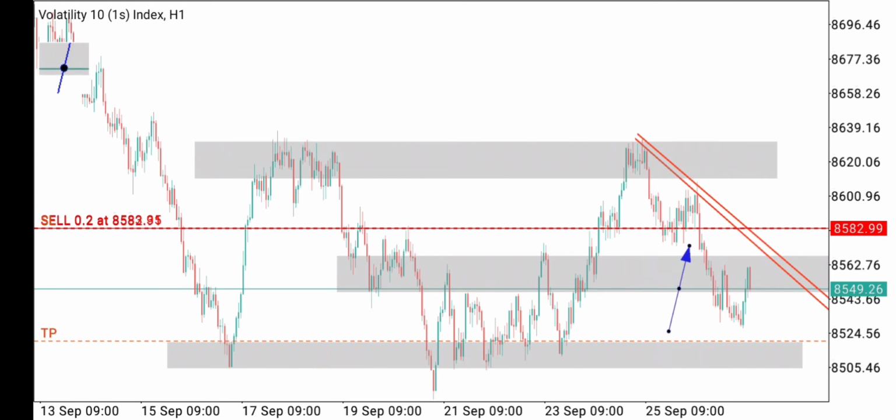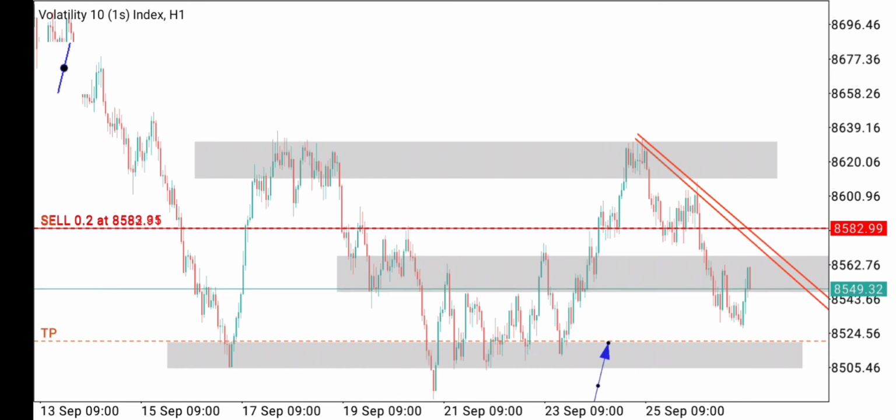And if not, my SL has been shifted to my entry. So if the market hits my SL, I'll still be out of this market with no loss and no profit, though I have closed some of my positions, and that will serve as my profit. But currently I'm still waiting for this market to give me the structure of lower lows down to this point, and I'll close this trade.